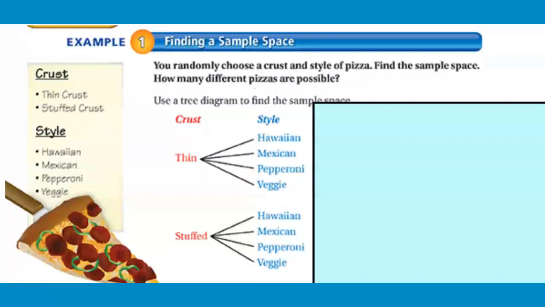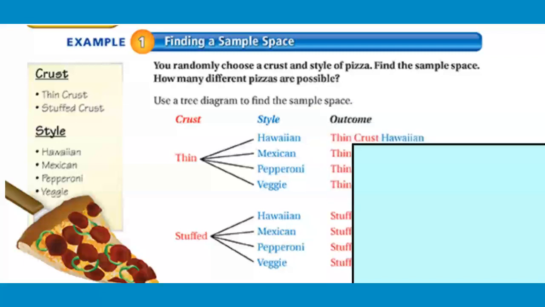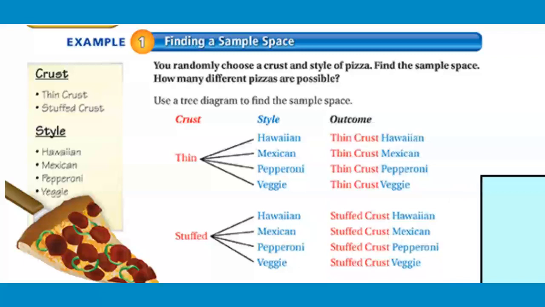So that gives us a bunch of different possibilities for pizza. And that list of possibilities I get from this tree diagram, but I list them out. So I list them out like this. So here are all the outcomes. Thin crust Hawaiian, thin crust Mexican, thin crust pepperoni, thin crust veggie, and so on all through the stuffed crust. So I have a list here of 8 different combinations. This list of outcomes is the sample space.